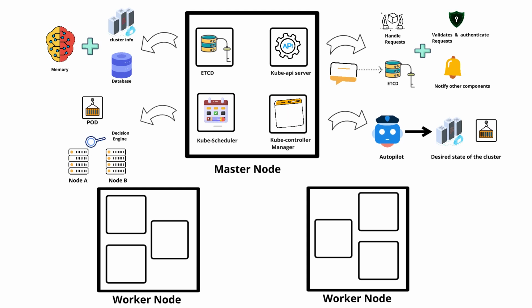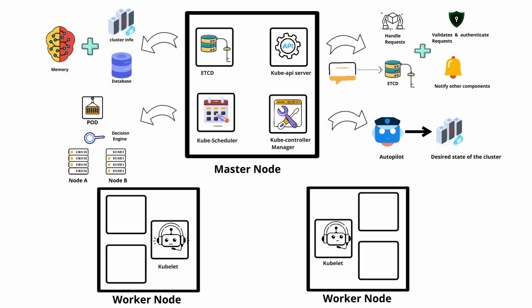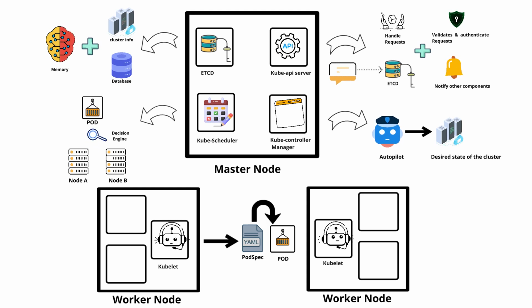Now let's talk about the worker node components. The first component in worker node that we are going to talk about is the kubelet. Kubelet is an agent that runs on each worker node in the Kubernetes cluster. The kubelet takes a set of pod specs that are provided by various mechanisms, primarily through API server, and ensures that the containers described in these pod specs are running and healthy.